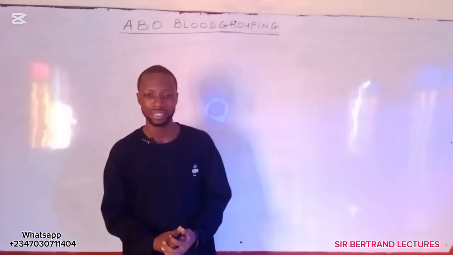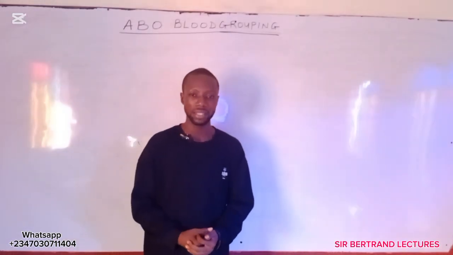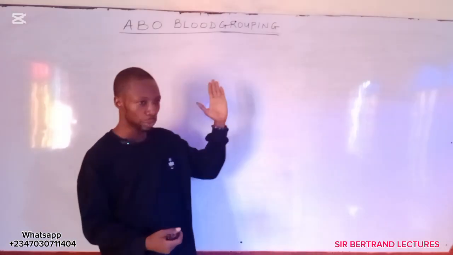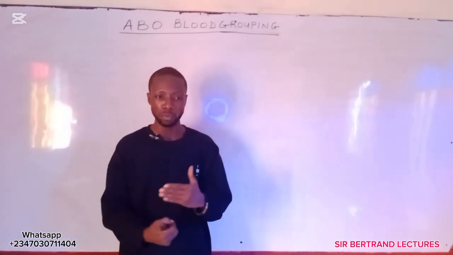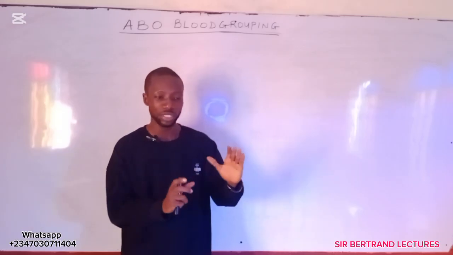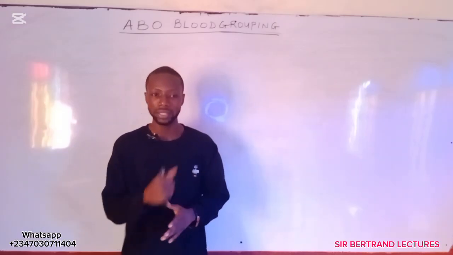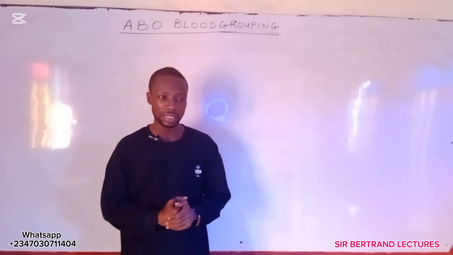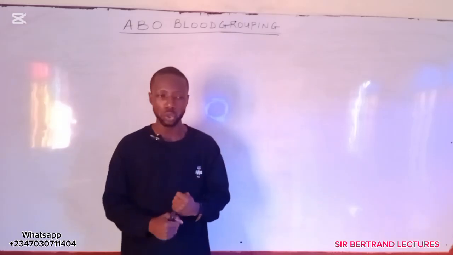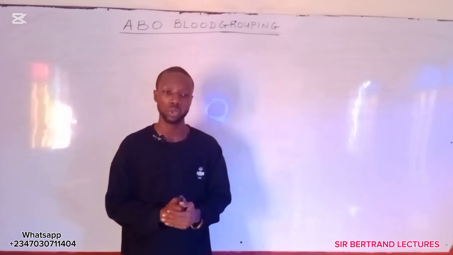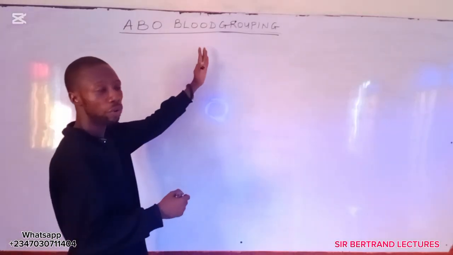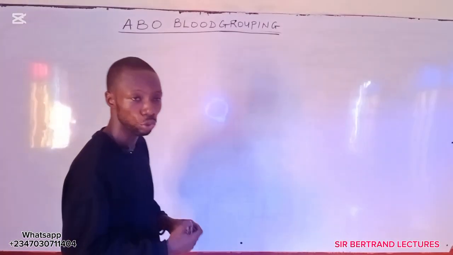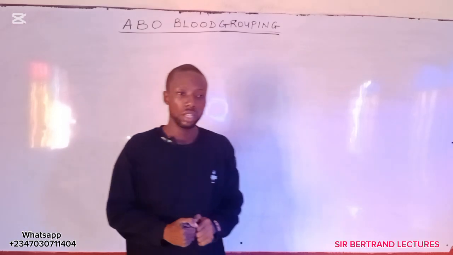Welcome everybody. Today we are going to look at ABO blood grouping, the system of grouping blood into different groups. In this ABO blood grouping system, we have four categories of blood. First, I will start with the origin of this ABO blood grouping system.